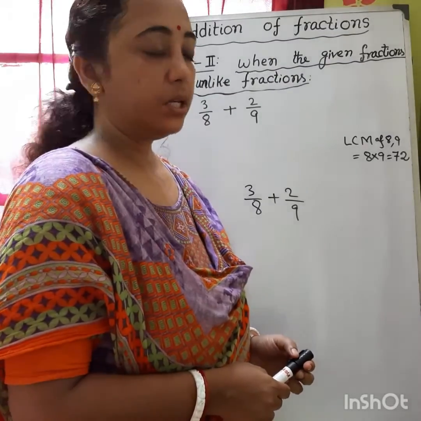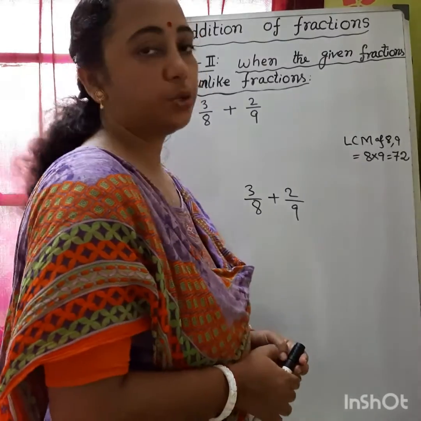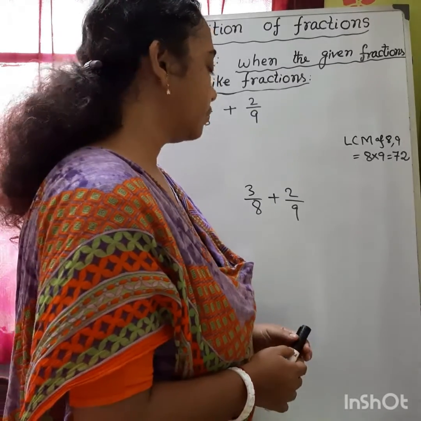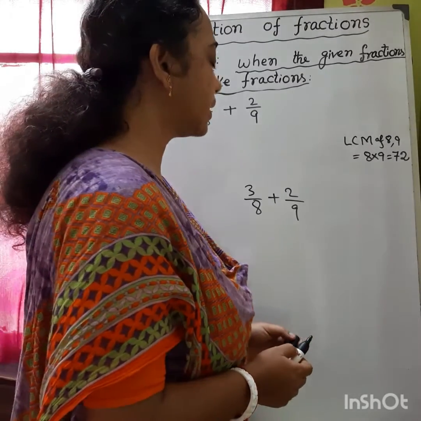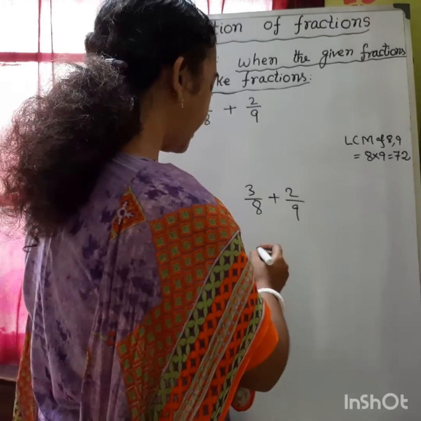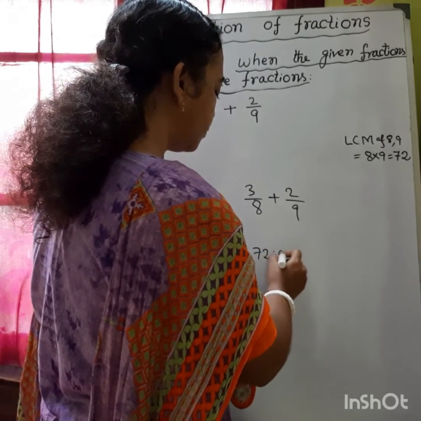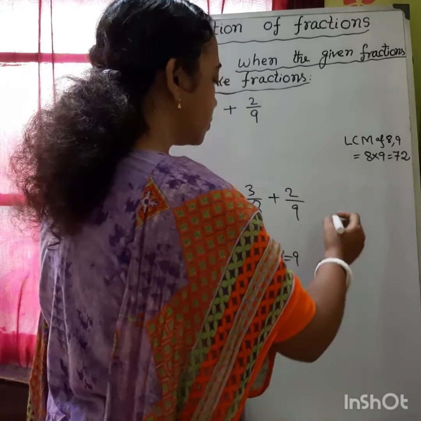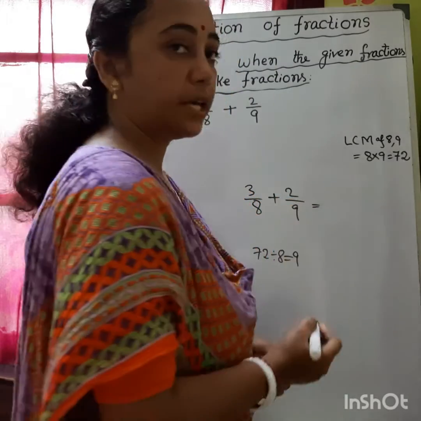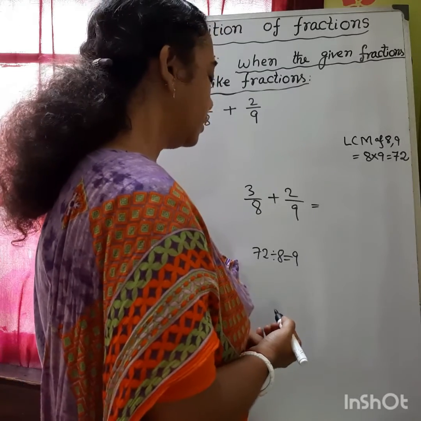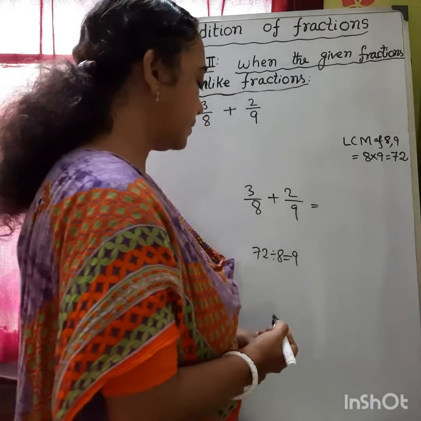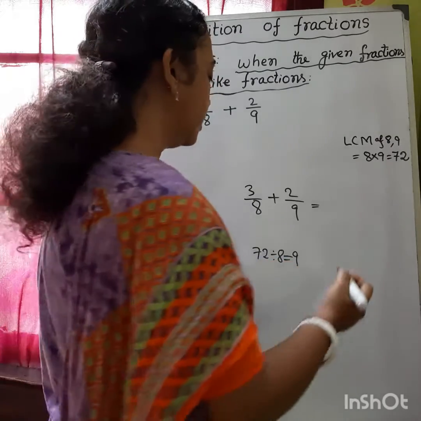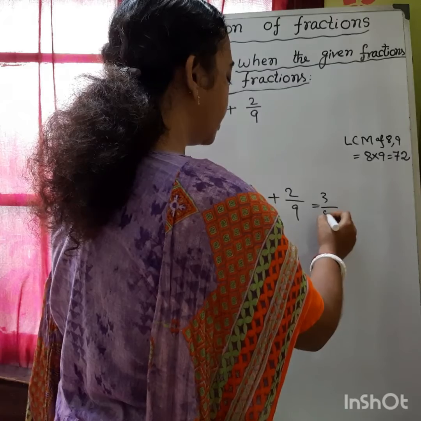So alternatively, we can find the sum of 3 by 8 and 2 by 9 by converting each of them to an equivalent fraction with LCM as the denominator, as we got the LCM as 72. So if we divide 72 by 8, we get the quotient as 9. So let us first convert 3 by 8 to an equivalent fraction with the LCM as denominator. So here if we divide 72 by 8, we get the quotient as 9. So we multiply both numerator and denominator by 9.